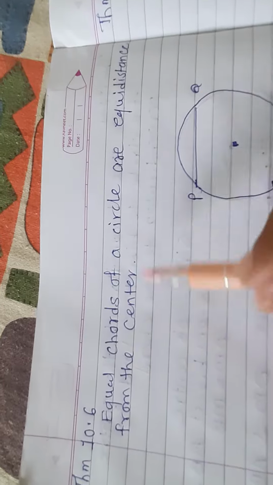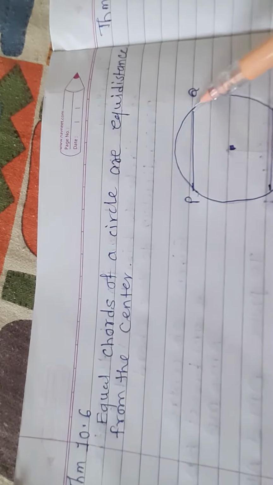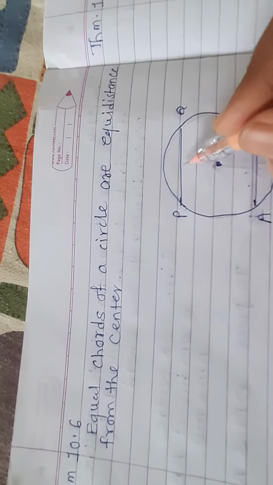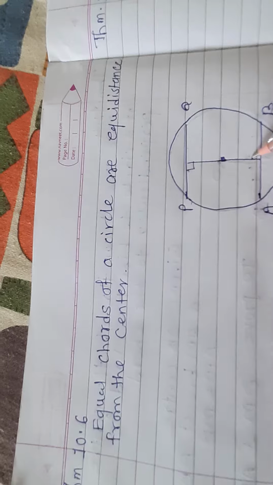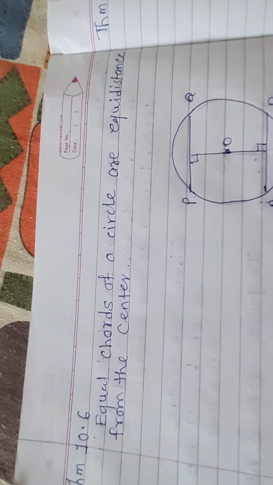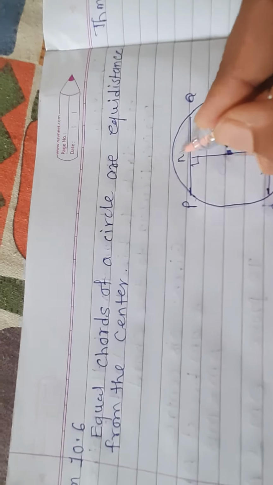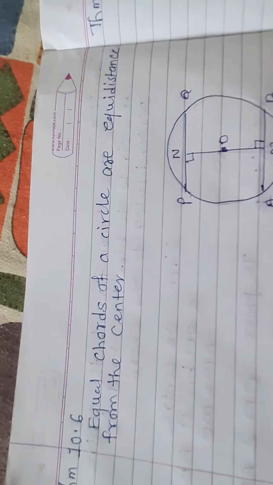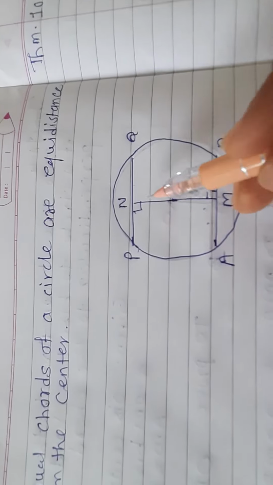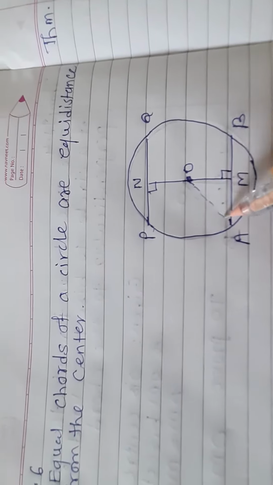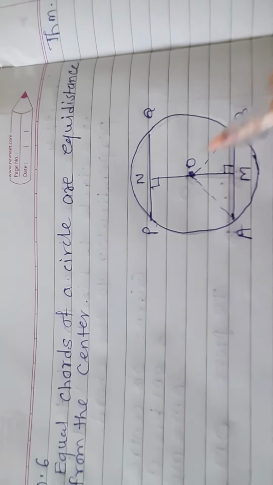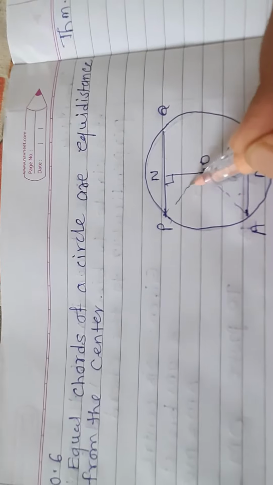And when we consider the distance of a line from a point, we have to draw the perpendicular here, this perpendicular distance and this perpendicular distance. If O is the center, then OM, and let it be ON. OM and ON, these segments are equal. This thing we have to show here. Again join the radii to form the triangles on both sides.